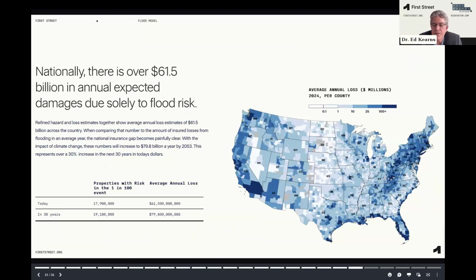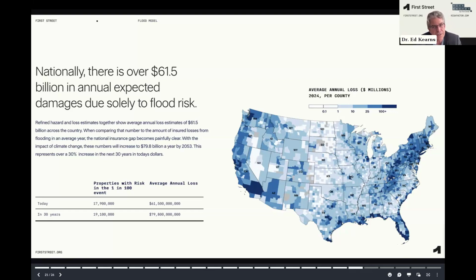Now, across the U.S., flood is the most prevalent and most costly climate peril. If you sum this up for the 1 in 100 year or the 1% annual risk, we're seeing 17.9 million properties, as Dr. Porter was just mentioning. That's going to be increasing to 19.1. The average annual loss, based upon these projections at the 1%, goes from $61 billion to almost $80 billion in 30 years. So with these kinds of estimates, again, this is a national roll-up, and you can see here how this risk and this loss is distributed across the U.S.